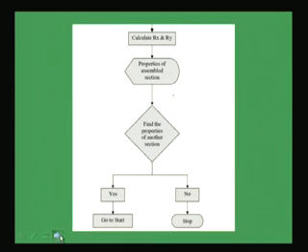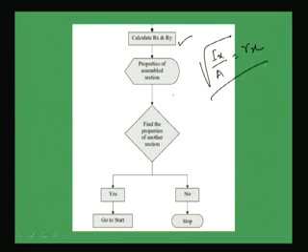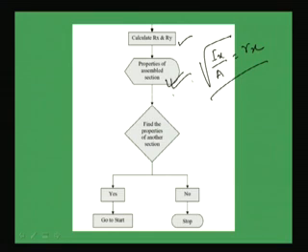Then we will calculate Rx and Ry, radius of gyration in x and y direction, which is Ix by A for Rx. So in this way we can find out the required properties from the equivalent section. So all the properties we can find out.